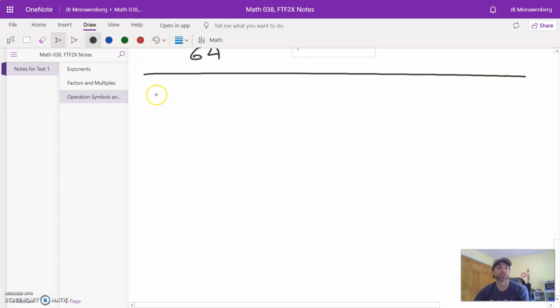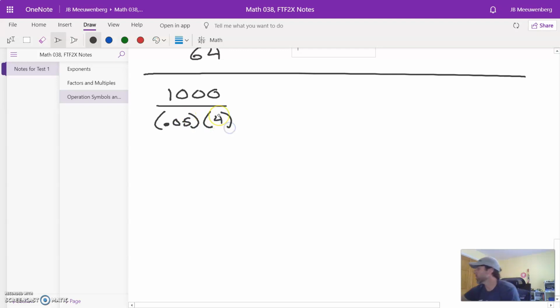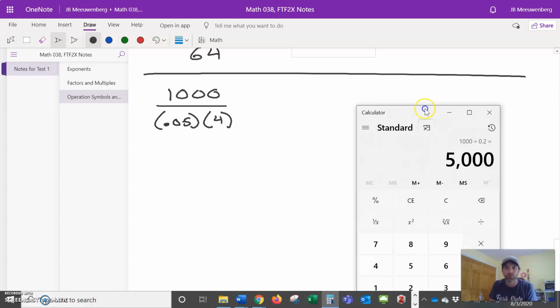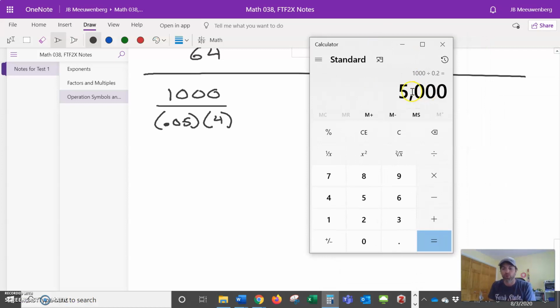Let's do one with a fraction. Evaluate. There's your word, evaluate. 1,000 over, parentheses, 0.05, parentheses, parentheses, 4. So the reason I'm putting this one up is because this is a commonly missed type of problem, especially if you're using a calculator to do some of the work. In fact, I'm going to pull up a calculator and show you what this looks like.